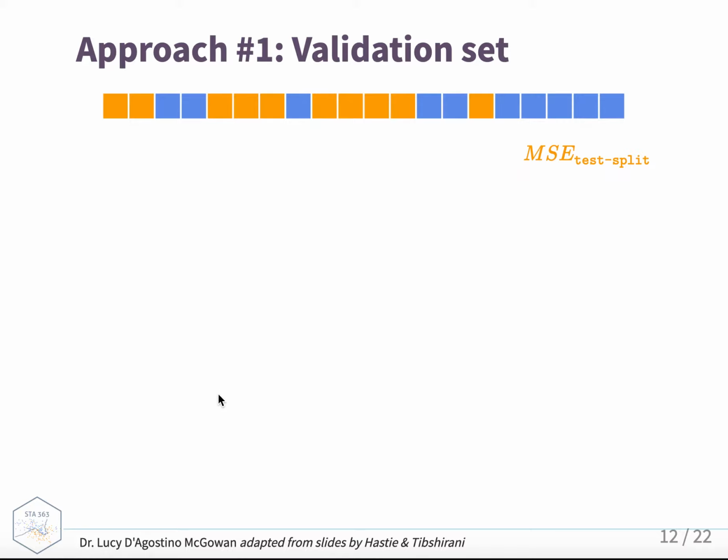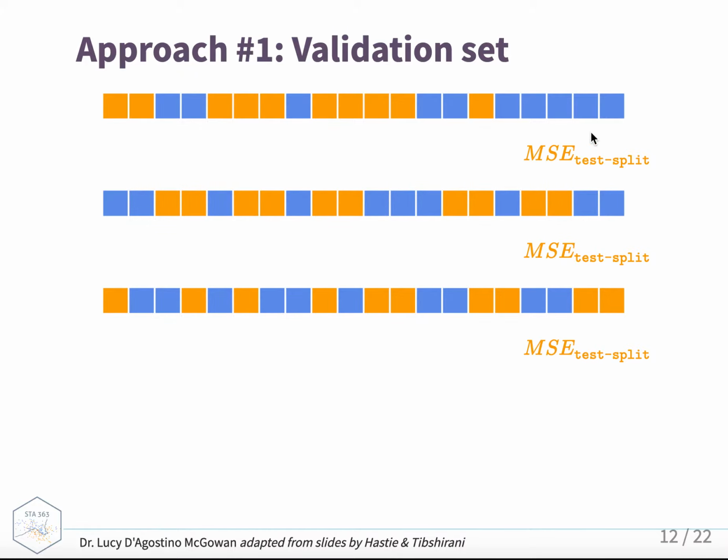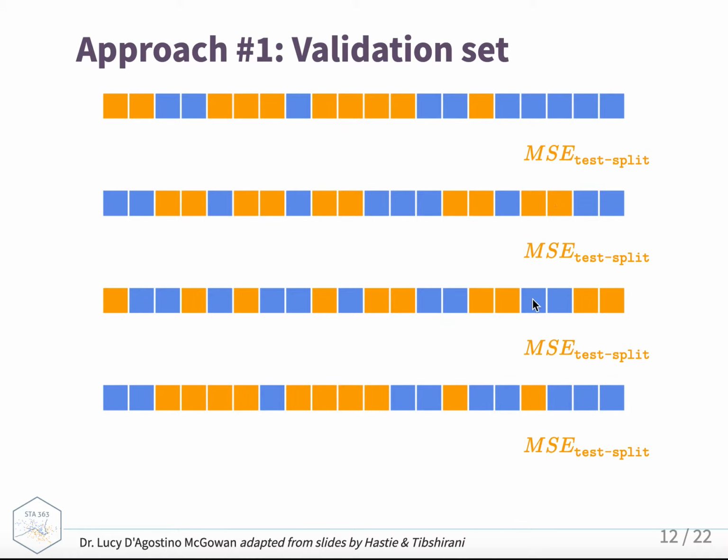So as opposed to doing this just one time, where we take this validation set approach and pull out our blue samples to fit our training model on, and our orange samples to test our mean squared error on, we could do this multiple times. We could run this random sample where we pull out a subset of the data each time, where we've got a validation set and a training set, and these would be different observations every time. So we could do this multiple times and see how that looks.